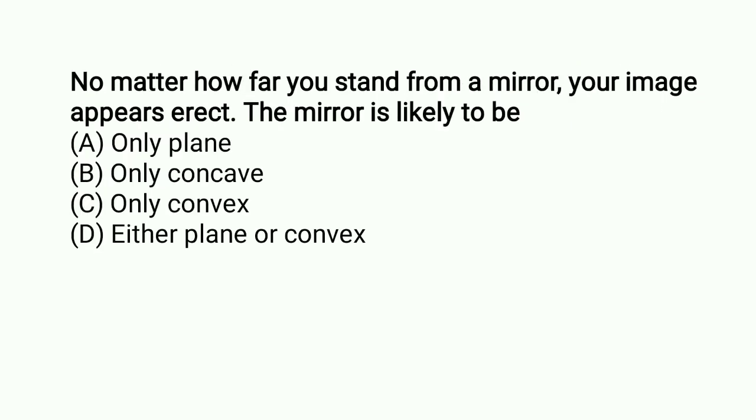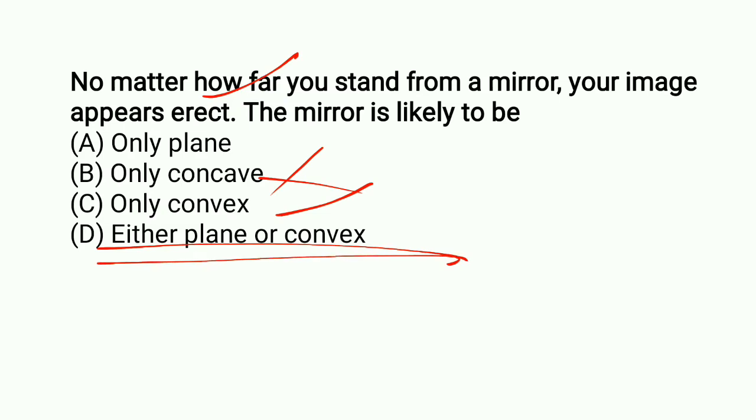Next question. No matter how far you stand from a mirror, your image appears erect, right? The mirror is likely to be: option A, plane mirror; option B, concave. Concave will not be possible, it is not always an erect image. Convex, okay, it's possible, but in option D we have both the plane mirror and the convex. So the plane mirror and the convex will always produce an erect image. So option D is the correct answer.